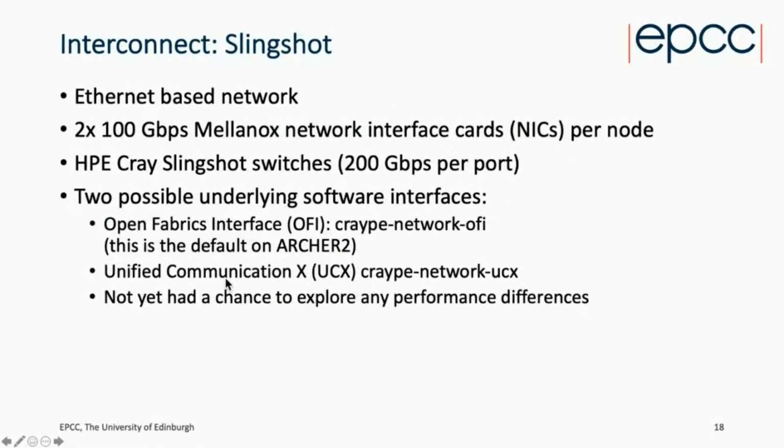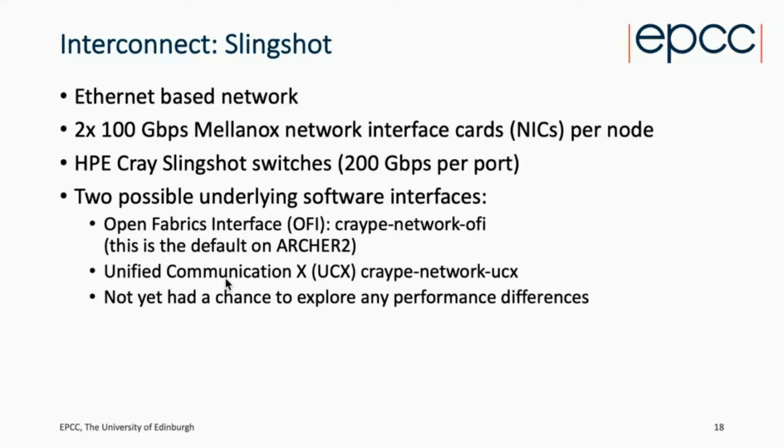I think I've talked about Slingshot: Ethernet based, 2 times 100 gigabit Mellanox network interface cards per node, and these go to the switches, which are 200 gig per port. So actually, there is the potential to support faster NICs on the node than we have at the moment, or higher bandwidth NICs than we have at the moment.